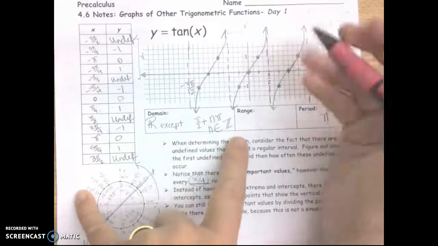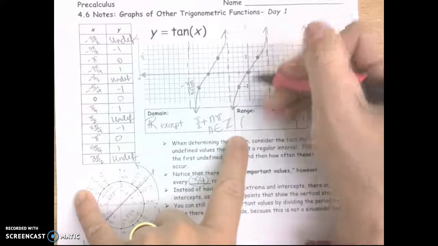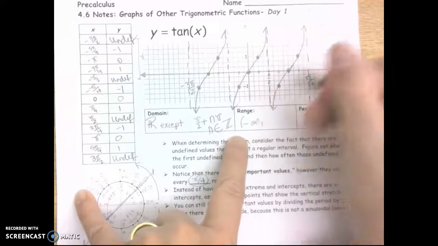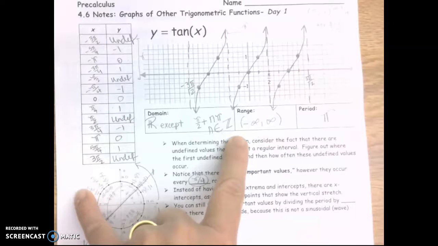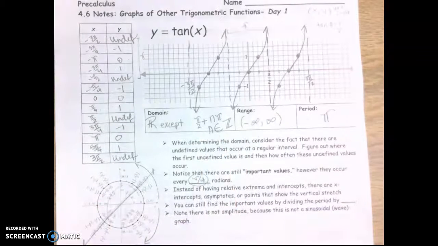The range, however, how low does this function go? Well, it goes to negative infinity. How high does it go? It goes to positive infinity. So my range now is negative infinity to positive infinity.